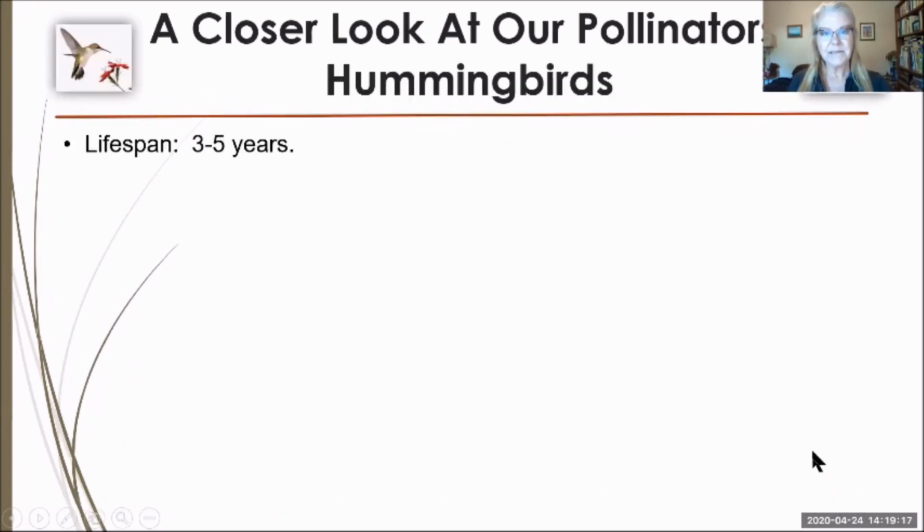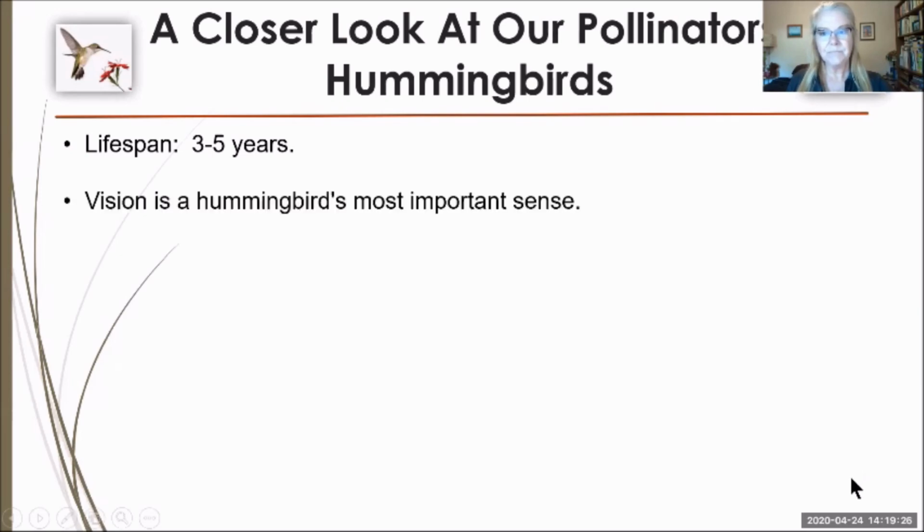Okay, the next one we're going to look at are hummingbirds. With these guys, their lifespan is usually about 3 to 5 years. Vision is a hummingbird's most important sense. They're not so much into the sense of smell like the other guys. They really use their sight.